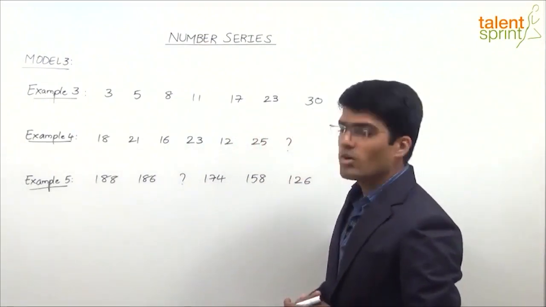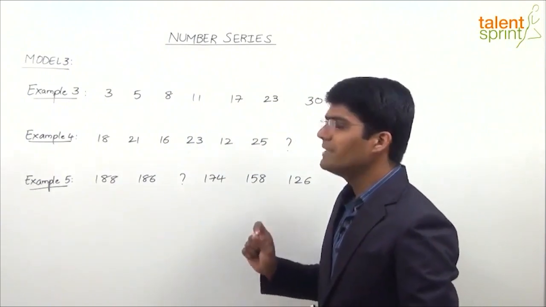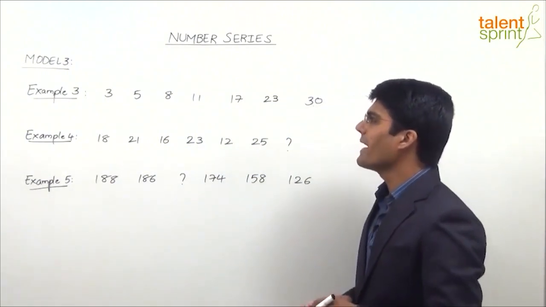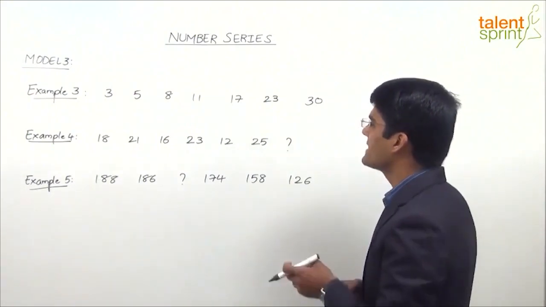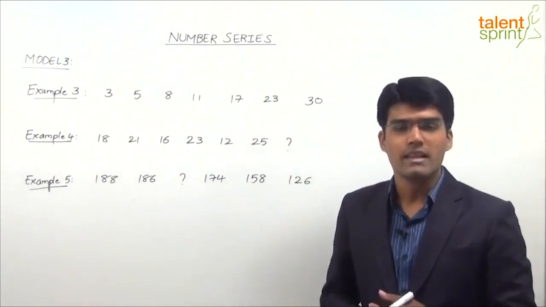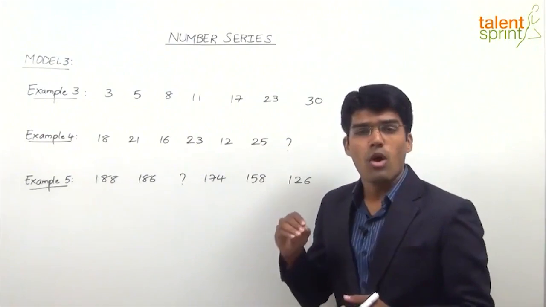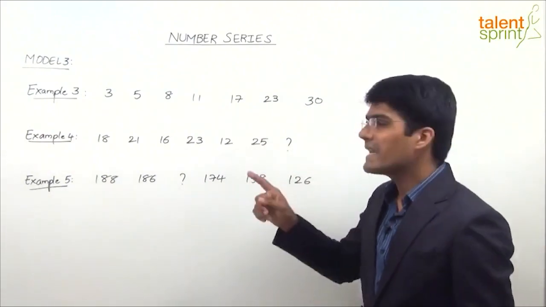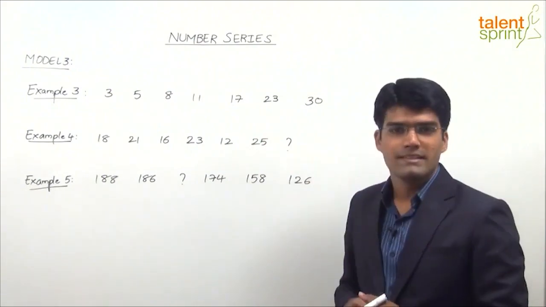So here we see that we have got the next three examples, that is example 3, 4 and 5. Now example 3 is 3, 5, 8, 11, 17, 23, 30. And here we are supposed to find out what is the wrong number out of the given numbers, or what is that number which does not fit in the series here.